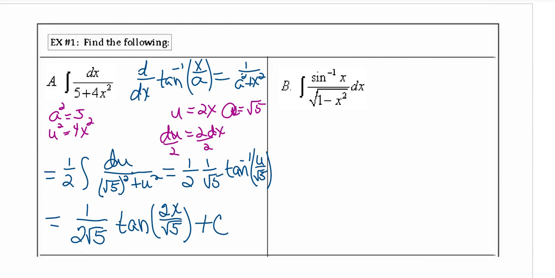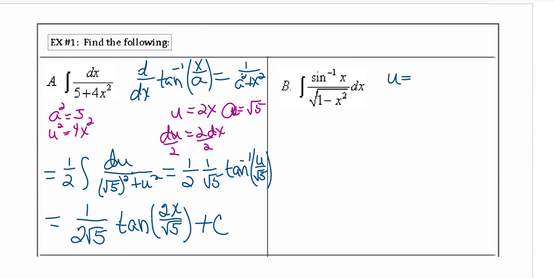Now that one you didn't need to do a u substitution for, but it was just easier to see the inverse trig derivative there using the u. Okay, same with the next one. This is another inverse trig one. We have inverse sine right in the numerator, and its derivative is right in the denominator. So this is a pretty straightforward one.